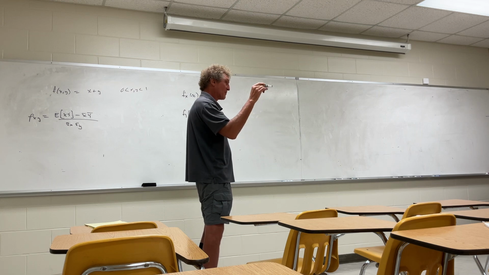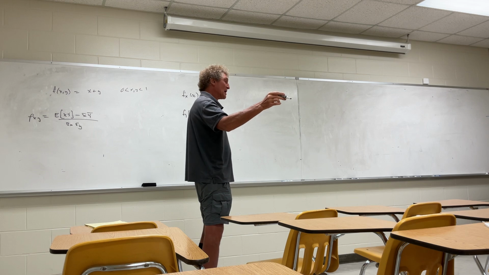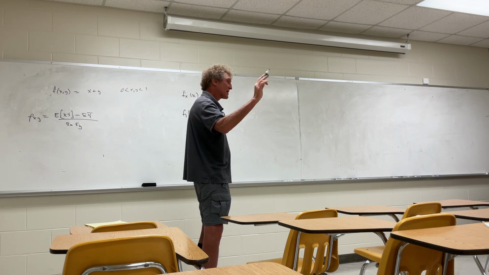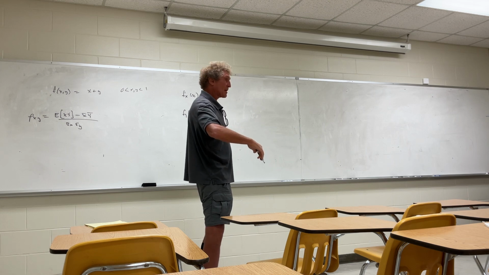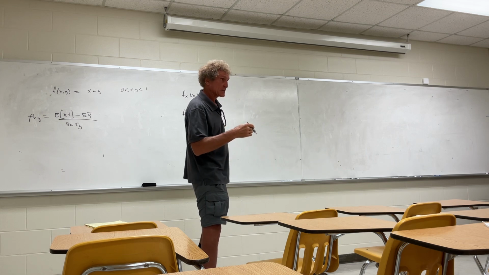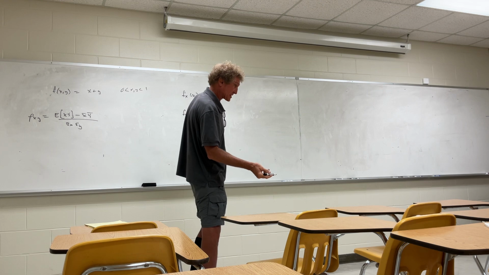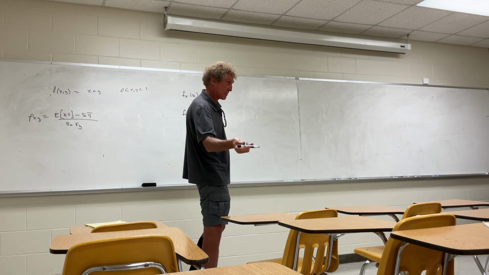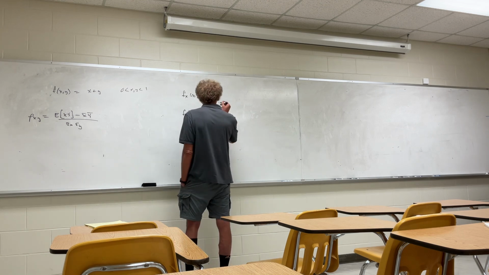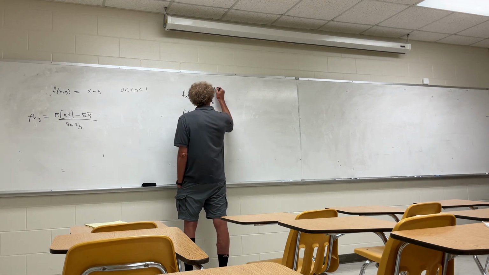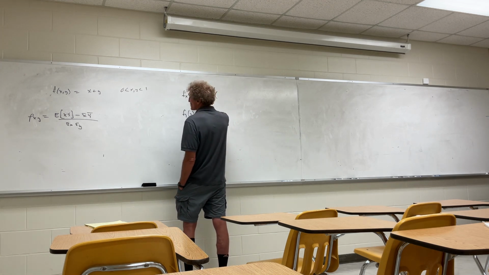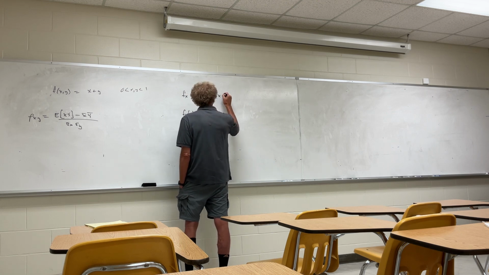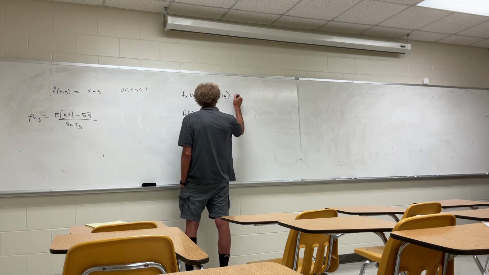Remember, if you have f of y given x, then it's f of x,y over f of x. Follow me? We don't have conditional probability. If we don't, the way to get this is by integrating f of x comma y. In this case, if I want f of x, it would be the integral from 0 to 1 of f of x,y, which is x plus y, dy.